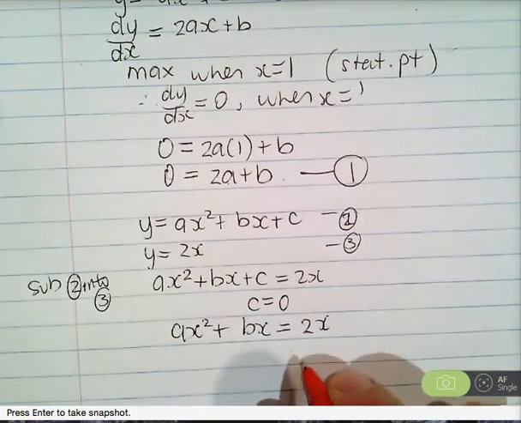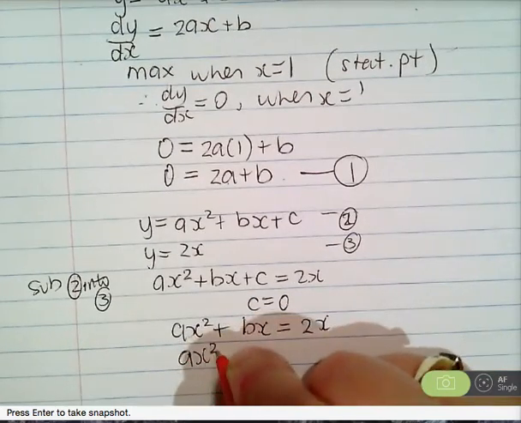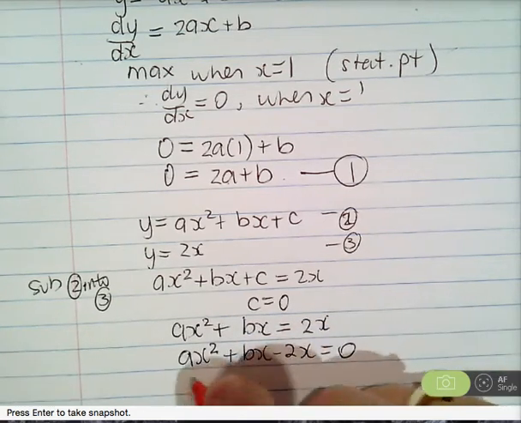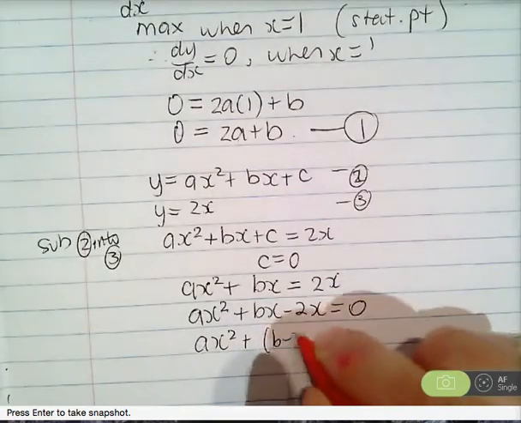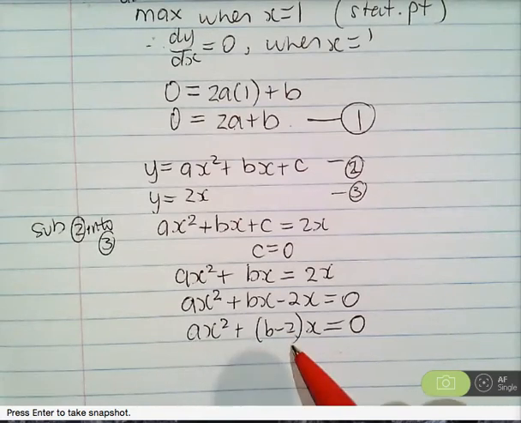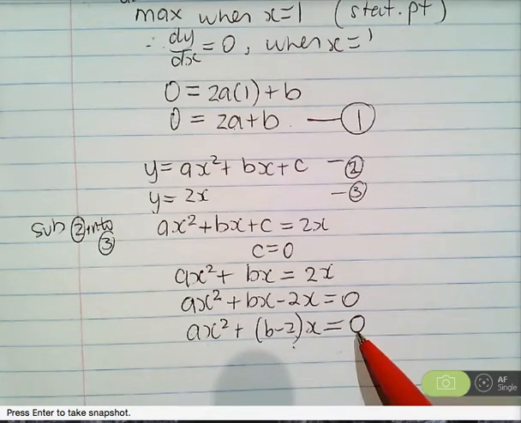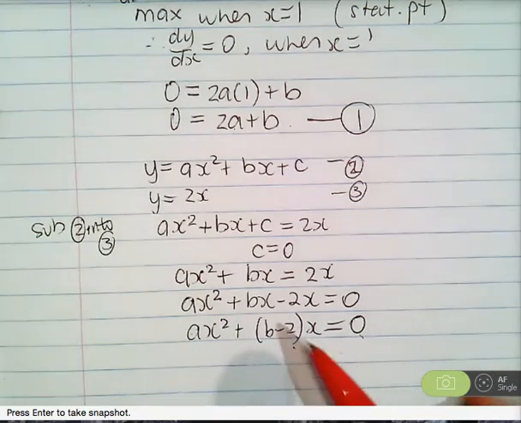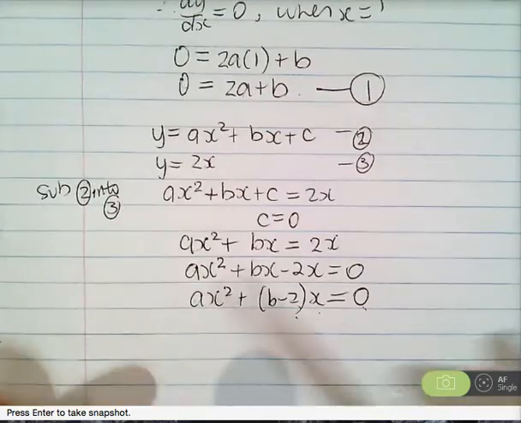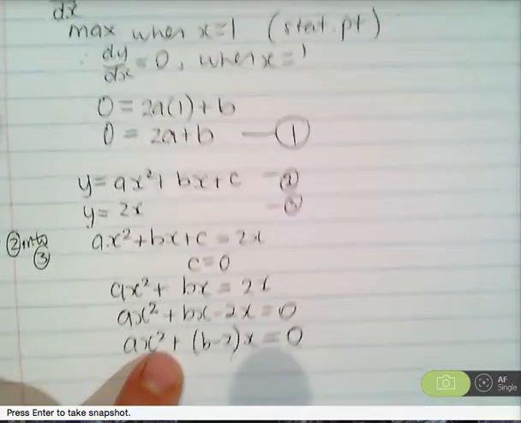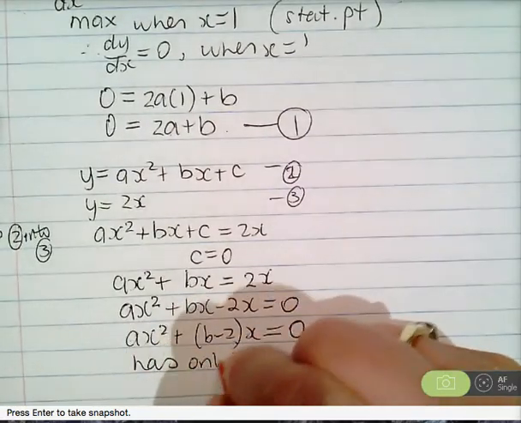So I've got ax squared plus bx equals 2x. I'm going to take everything over to the left-hand side, so ax squared plus bx minus 2x equals 0. And I'm going to factorize out the x here. If we were to solve this quadratic, you'd come up with some expressions for x. But the important thing, looking back up here, is that the parabola and the line touch at only one point. So therefore, this has only one solution.